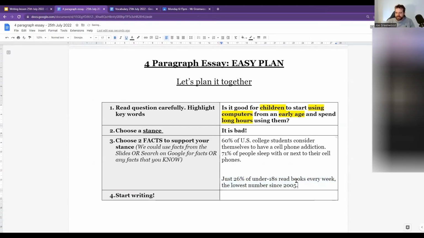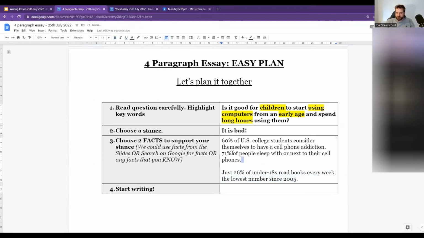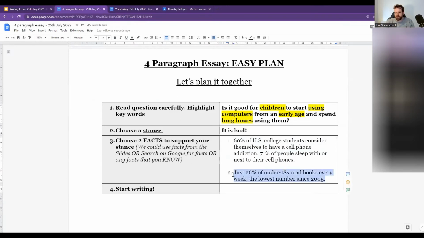And technology addiction stops us from reading books, right? So we could use fact number 1, this, fact number 2, this. Now you could change your fact number 2 if you want. When you're writing, you can change number 2, but we're going to write number 1 together.